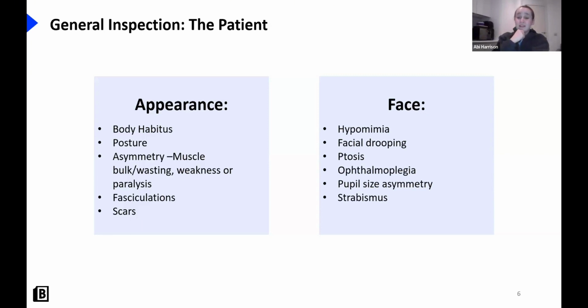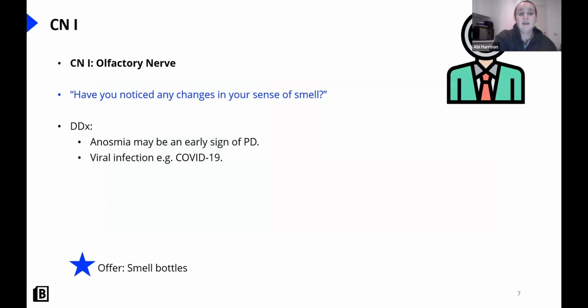Ophthalmoplegia is weakness or paralysis of the muscles of eye movement. And you might be able to tell that when you walk in the room. You might notice that the patient has difficulty following you around the room. Is there any pupil size asymmetry, which might be difficult to tell from the end of the bed, but we'll examine it better when we get closer to the patient? And is there any strabismus or obvious misalignment of the eyes or squint? So we'll move on to discuss each nerve in turn.